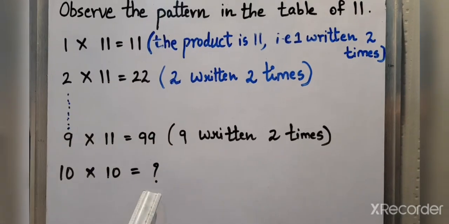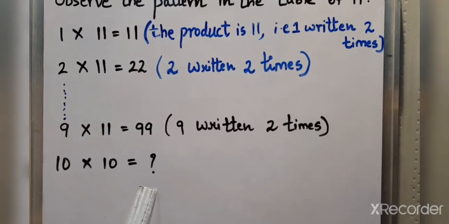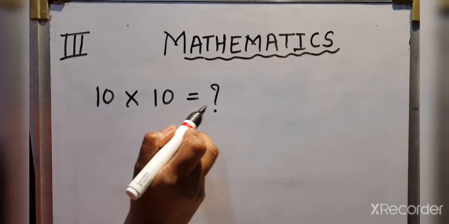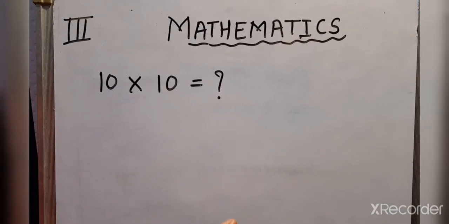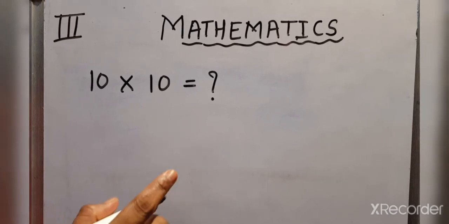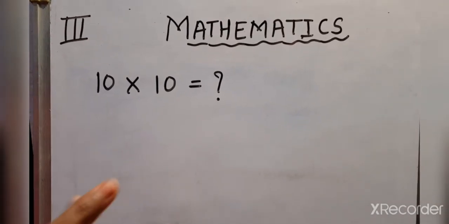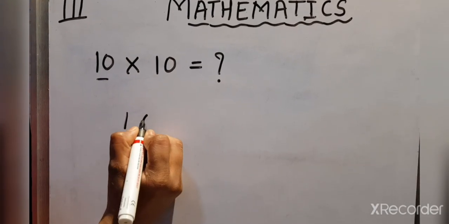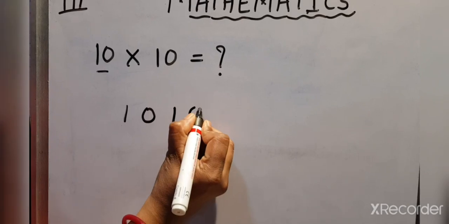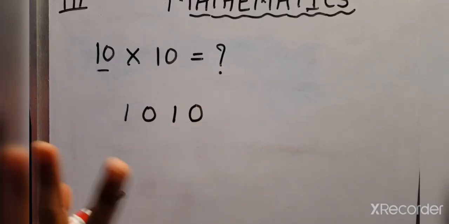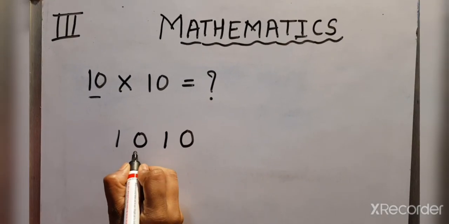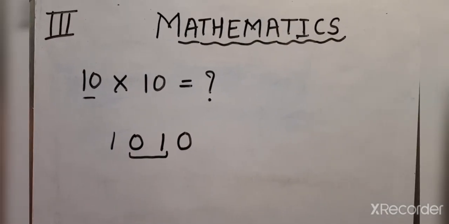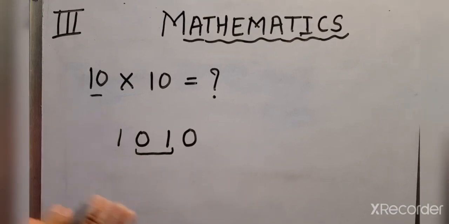The same way, if I want to find 10 into 10 is equal to what? Here we have to follow the pattern and find the answer. As per the pattern, we write the number 2 times. So number 10 we will write 2 times. 1, 0, 1, 0. Then children, these in between numbers we are going to put in bracket. Other numbers will remain as they are.